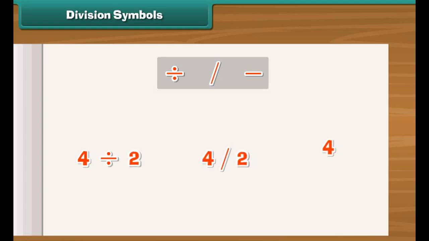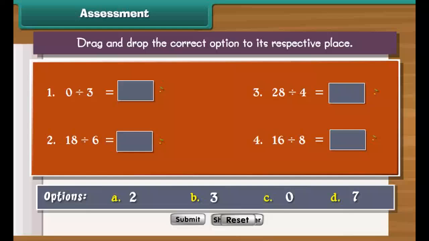Division symbols. Look at these symbols. These are division symbols. We use these symbols to indicate a division operation. For example, 4 divided by 2 can be written as 4 divided by 2, or 4 by 2, or 4 upon 2. Self-assessment. Drag and drop the correct option to its respective place.